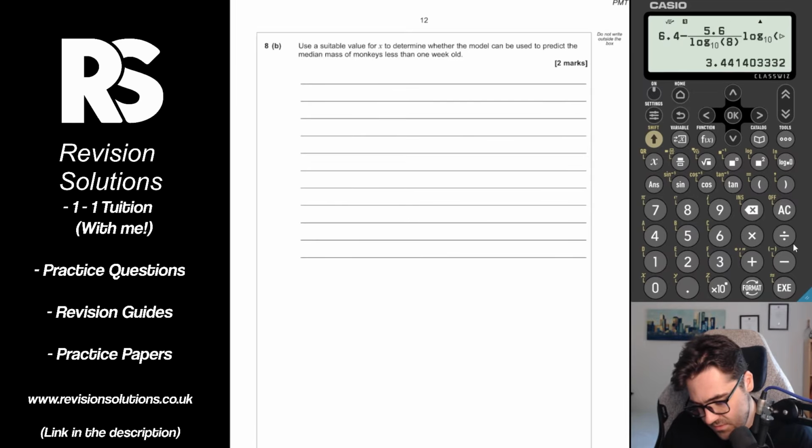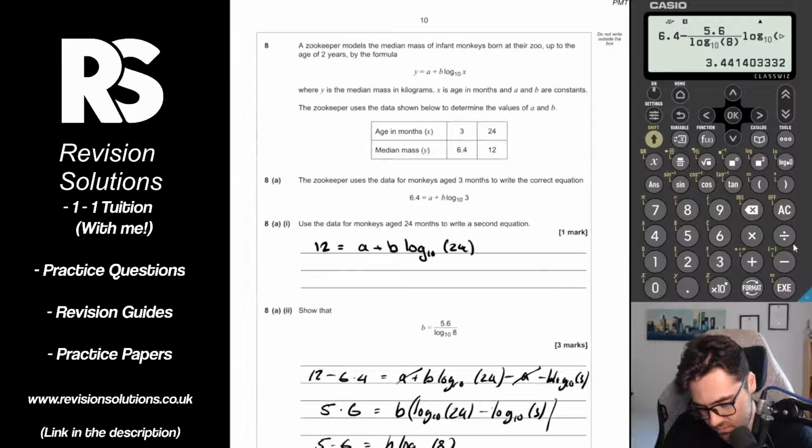Then it says, use a suitable value of X to determine whether the model can be used to predict the median mass of monkeys less than 1 week old. So let's go back to the model. So we had a model for the median mass in kilograms, where x is the age in months.